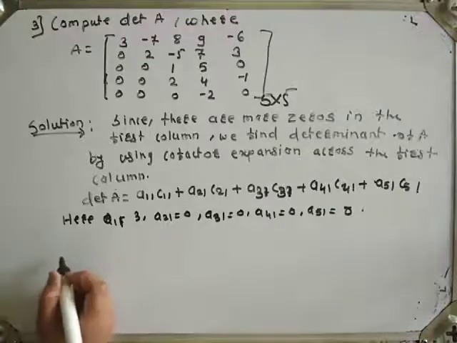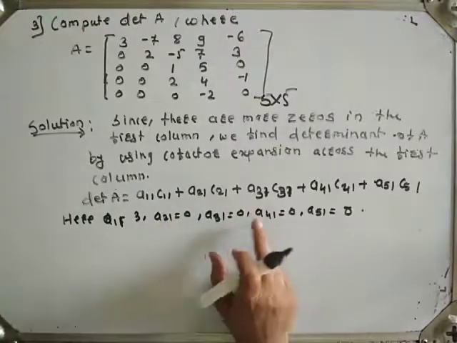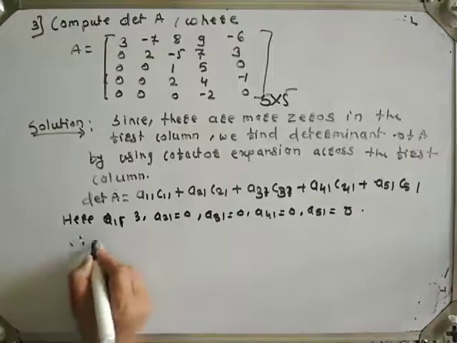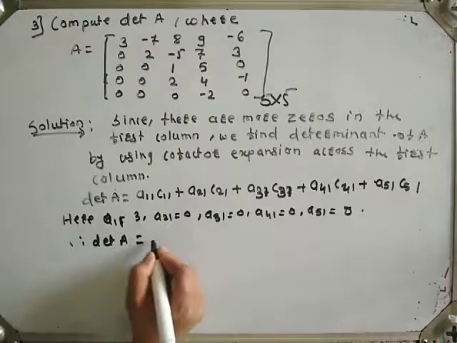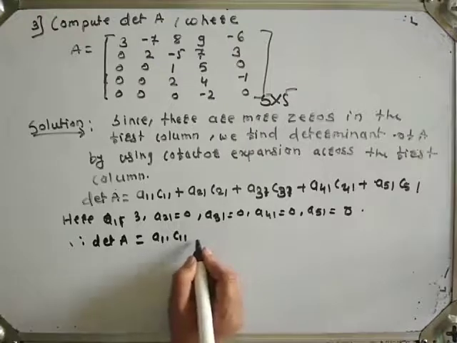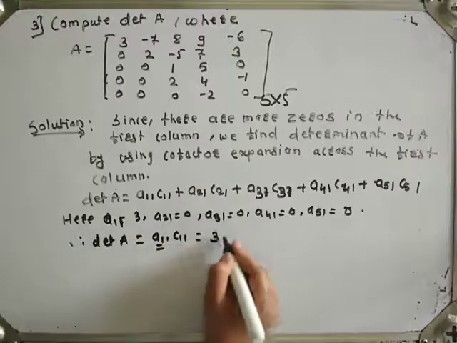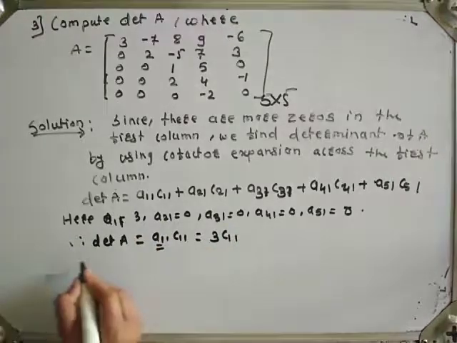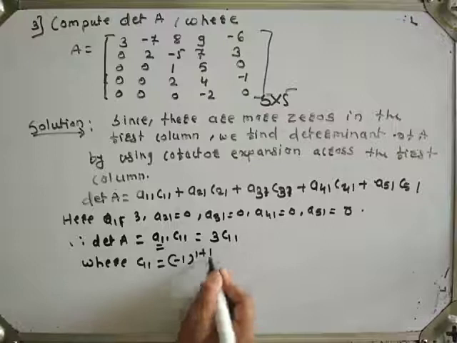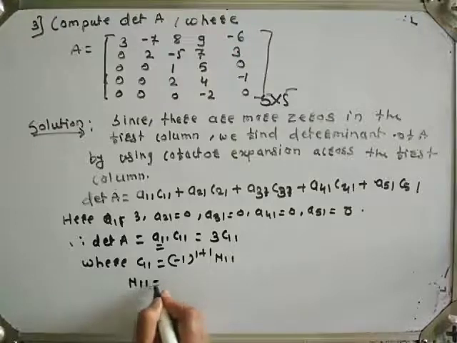So if we put A21, A31, A41 and A51 equal to 0 in this formula, our formula becomes the determinant of A is equal to A11 into C11. The value of A11 is 3, so this is 3 into C11, where C11 is nothing but (-1) raised to 1 plus 1 into M11.